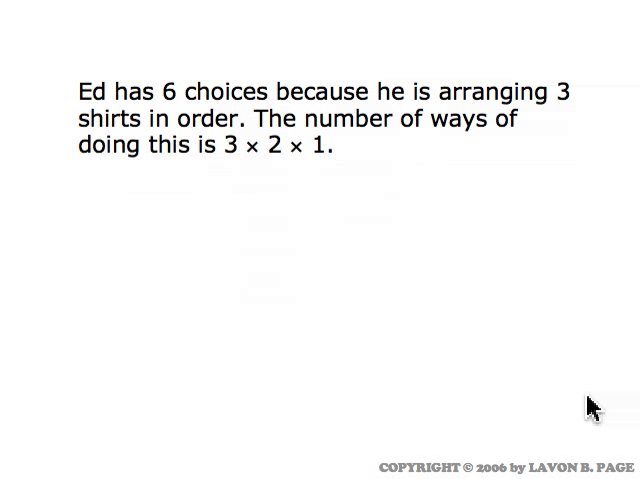The reason that there were 6 choices is because, in effect, he's arranging his 3 shirts in a particular order. One for Monday, one for Tuesday, and one for Wednesday. The number of ways of making that arrangement is he has 3 choices for which clean shirt to wear the first day, and then he'll have 2 clean shirts to choose from the second day, and only 1 remaining for day 3. So basically, 3 times 2 times 1 is simply an application of the multiplication principle.